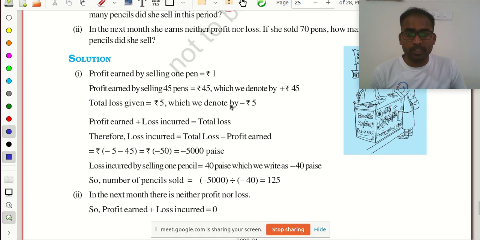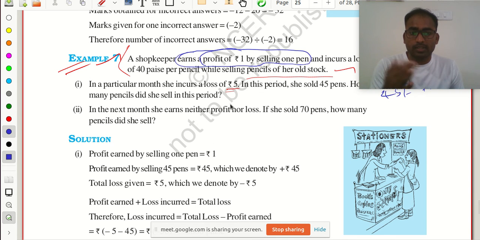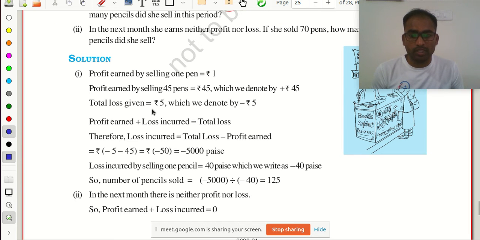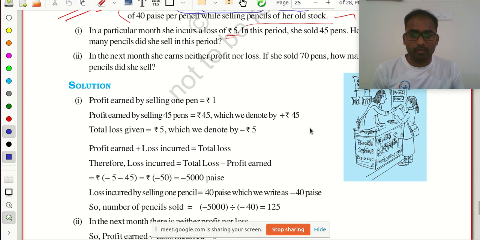So here profit means plus, positive. Loss means a negative number. So here she lost 5 rupees, that is why we can denote this 5 as minus 5. Now we need to find how much she earned. 45 rupees is a profit and 5 rupees is a loss. Now what is the total loss? So profit plus loss. Your profit is 45 and loss is minus 5.